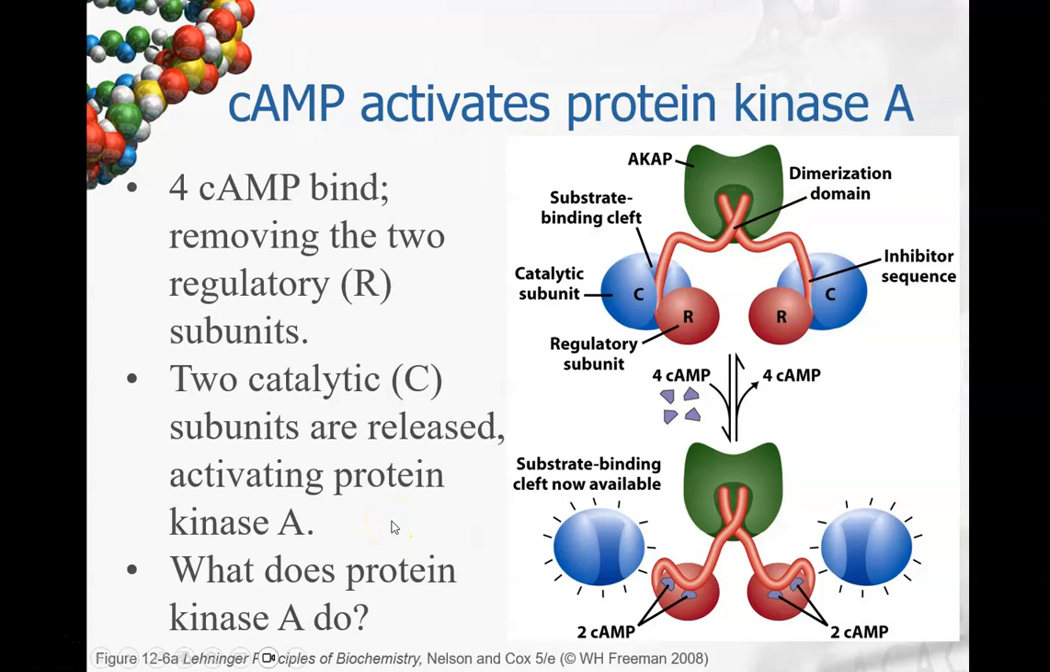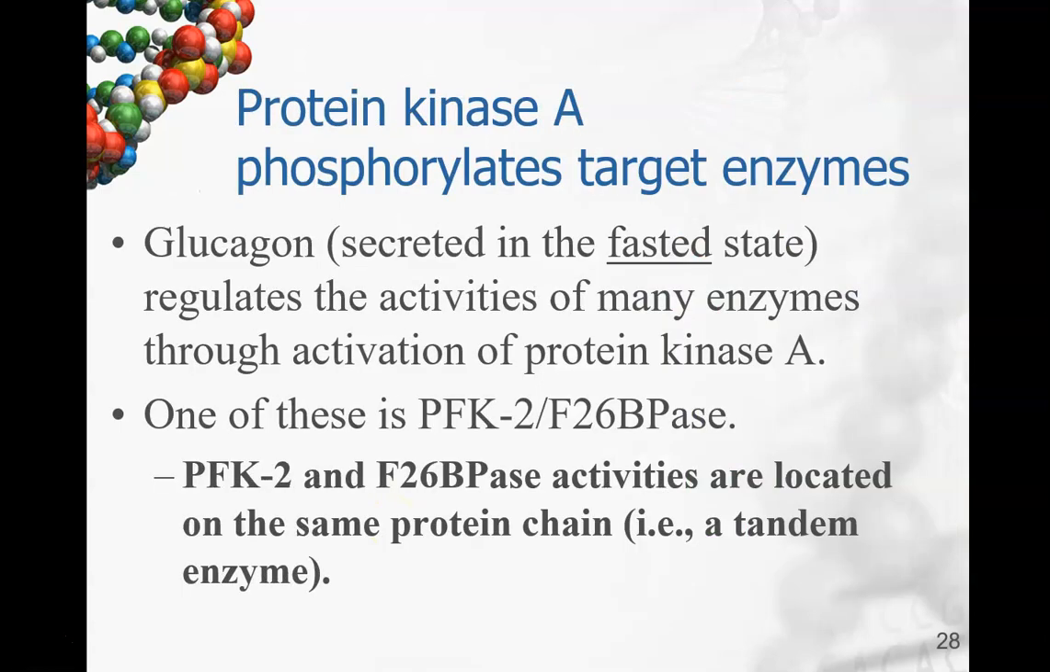So what does protein kinase A do? Well, it does what all good kinases do. Protein kinases phosphorylate other proteins. Protein kinase A has a lot of targets, and we'll talk about those as we continue the class. But for today, it's that tandem enzyme that I was telling you about, the serine on the N-terminus. So remember, we have the PFK2 and the fructose 2,6-bisphosphatase. They have one protein chain. It's a tandem enzyme.